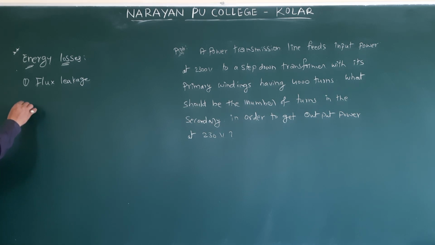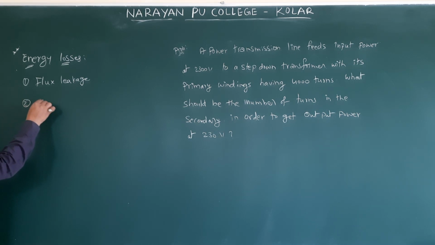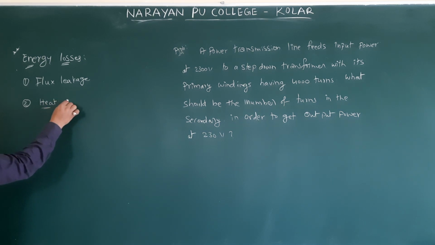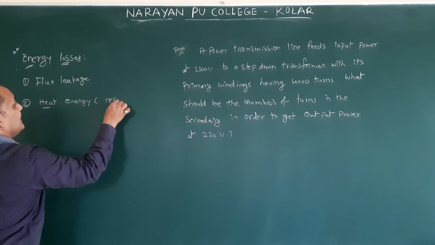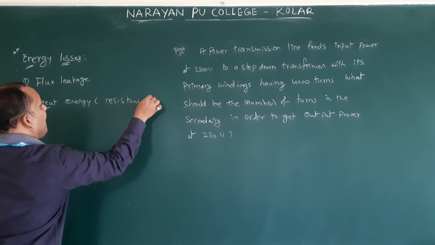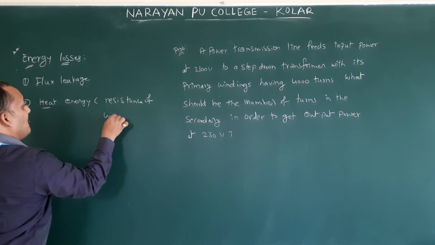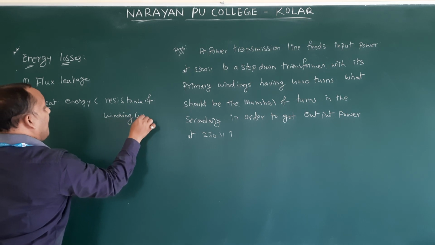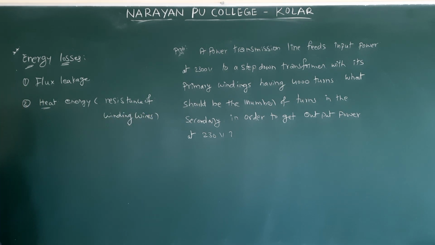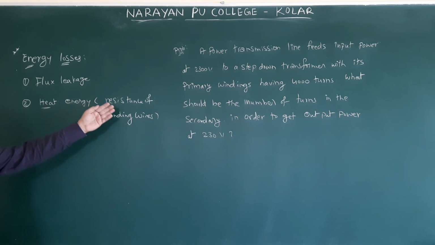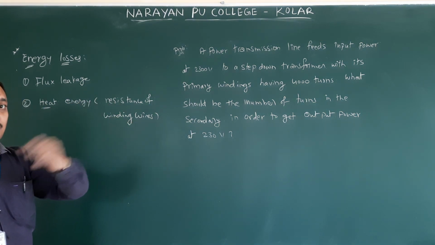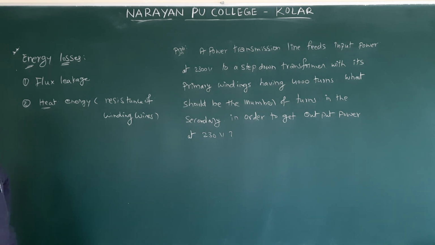So second one, heat energy. That is nothing but this is going to come because of the resistance of winding wires. We have only two windings, one primary, one secondary. Resistance opposes some amount of current from flowing. Because of that, some heat is going to be developed, and so we lose some amount of energy.